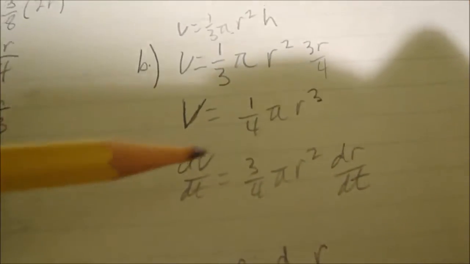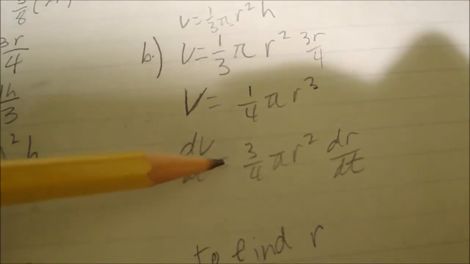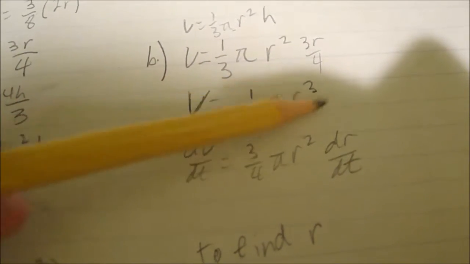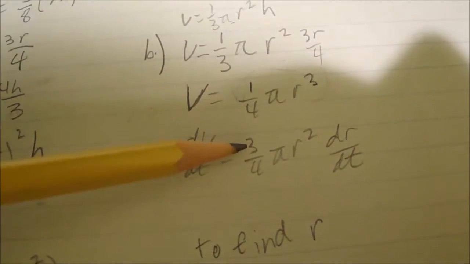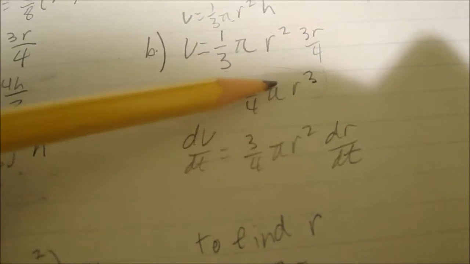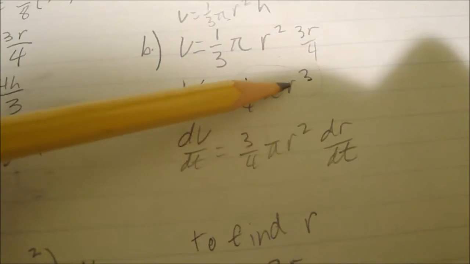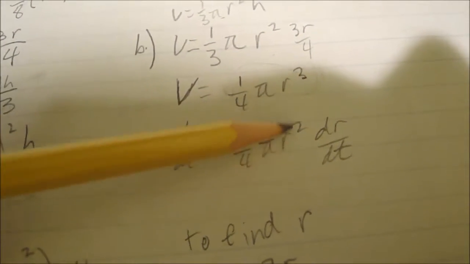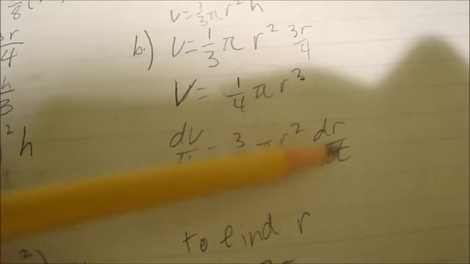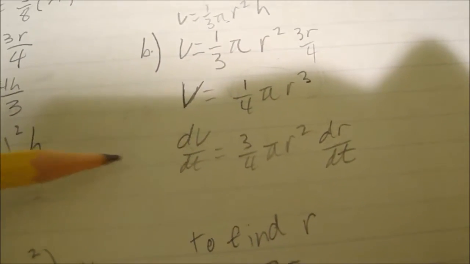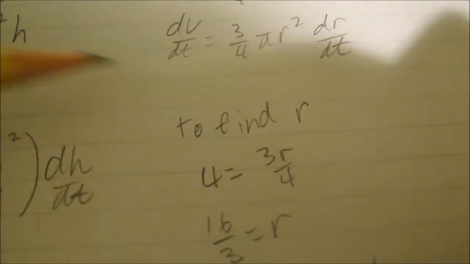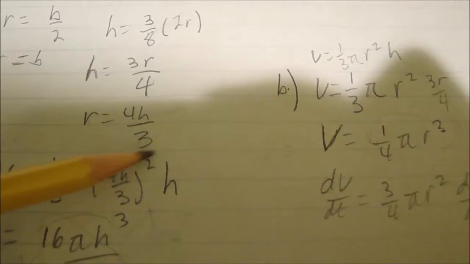If you take the derivative of that, you get dv/dt, and then you pull a 3 up front, so you get 3/4 pi, the constant is just going to pull through, and then you subtract 1, so r squared, and dr/dt because it's in terms of t. And to find r, you take this equation.